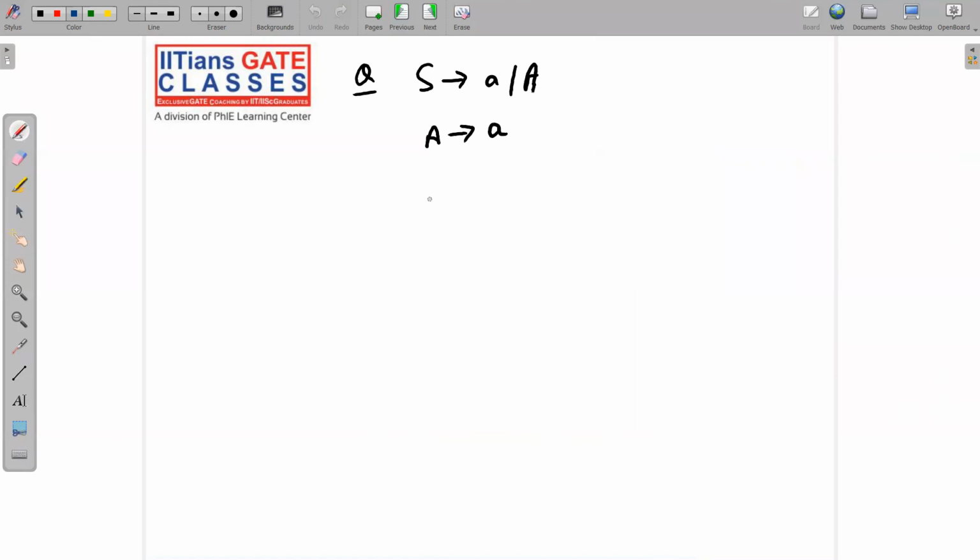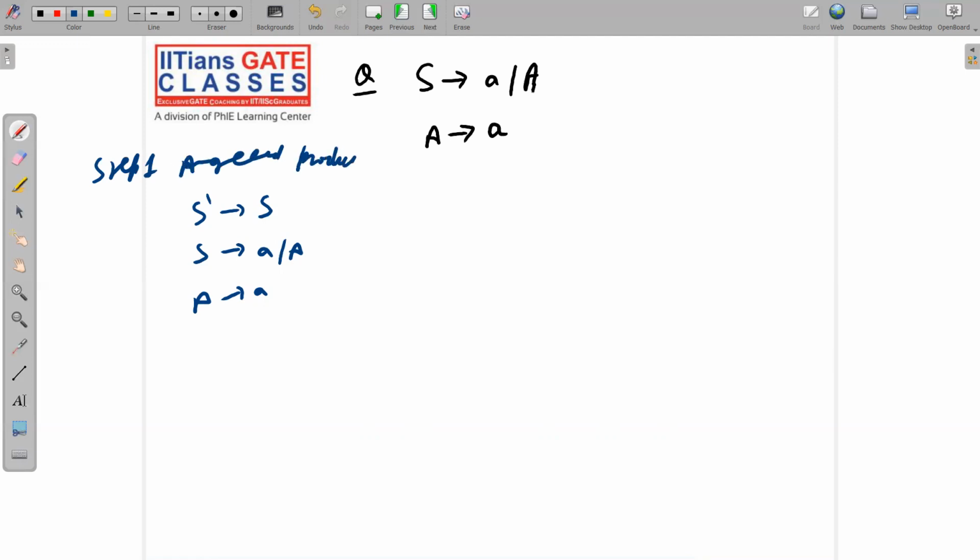So now I will show you a few questions. These questions will give you crystal clarity about all the things which we have studied till now. So S goes to small a and capital A. First step was the augmented production. I will write S dash goes to S, and then after the augmented production we will write the grammar as it is. This was our step number 1, the augmented production. And now you have got the idea why we are writing the augmented production: it is used to accept the string.